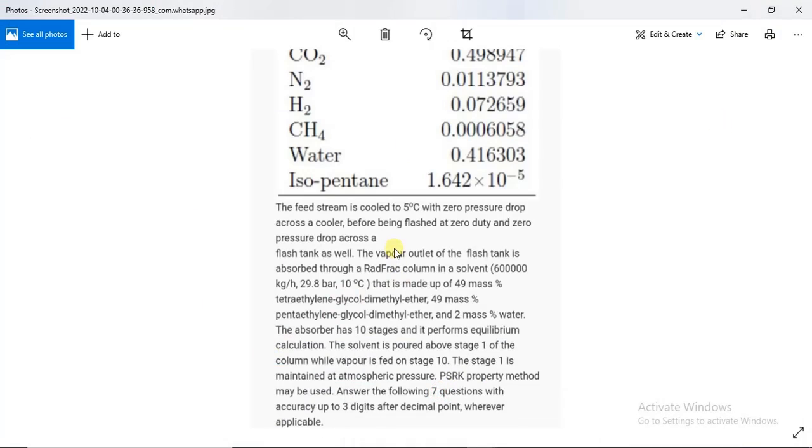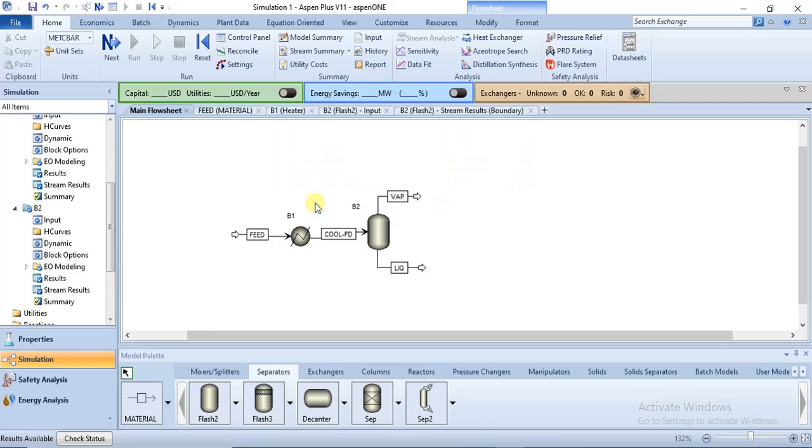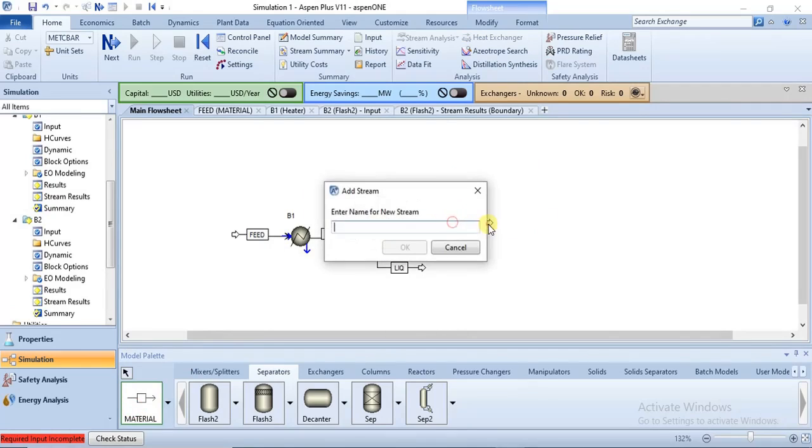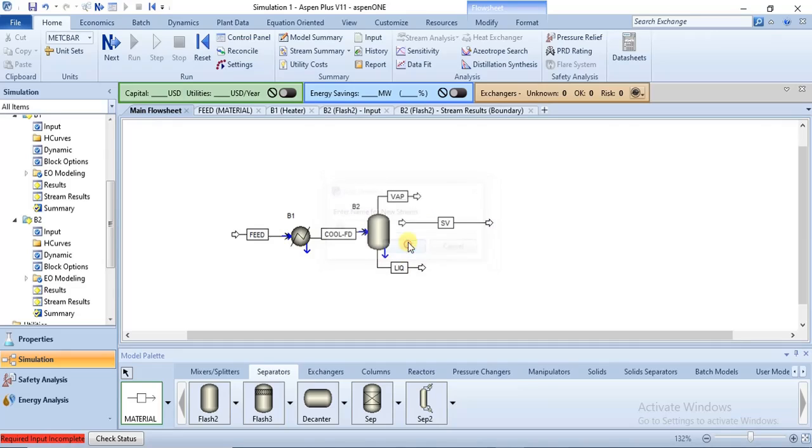For that, the vapor outlet of the flash tank is absorbed through a RadFrac column in a solvent which has these properties and then the composition. So the next thing to do is to create a material stream for this particular solvent, right? Both the solvent and the vapor outlet of the flash tank will be sent into the RadFrac column, which is an absorber actually. So we create a material stream for the solvent. I will just name it SV, right?